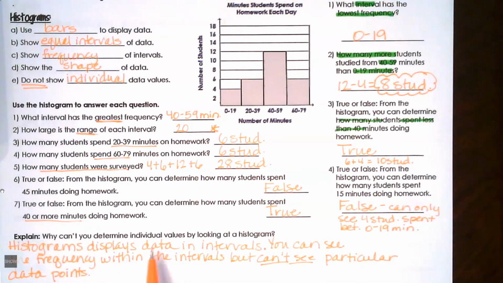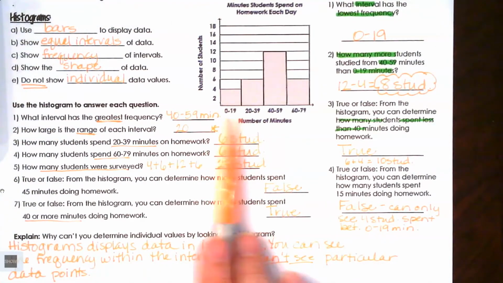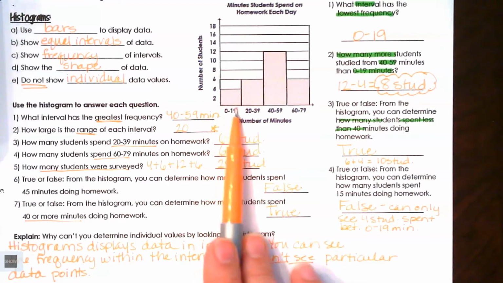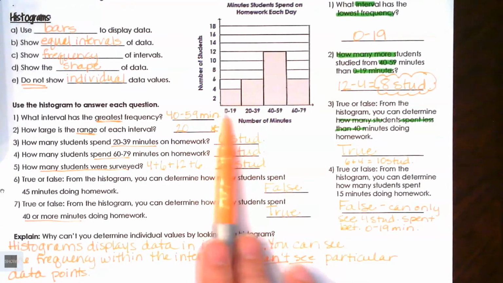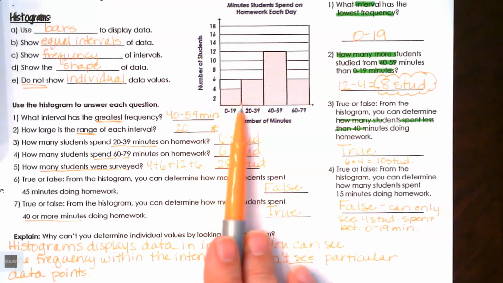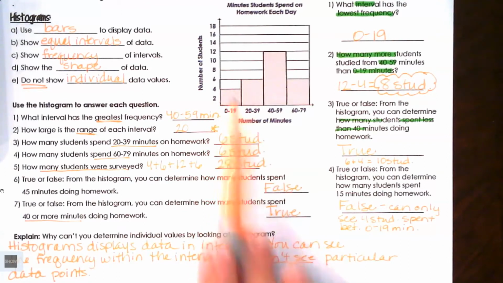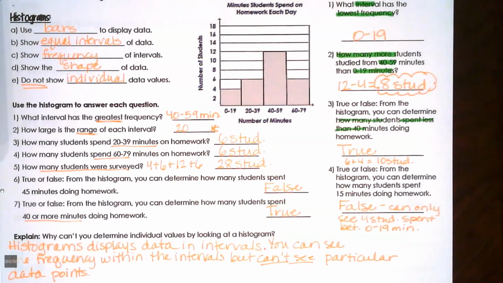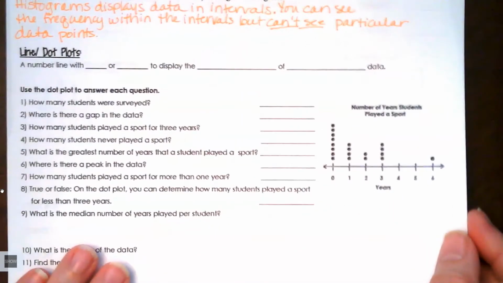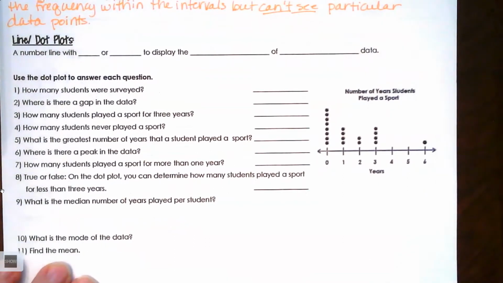can't see individual data points on a histogram, because everything is contained, the frequency is within an interval. We don't know what numbers were in between the 0 to 19 here. We just know that from 0 to 19, 4 would be the answer. We don't know if there were 4 zeros or 4 19s or anything in between. Okay, if you need to, pause it so you can fix your answers. We're going to now talk about some line plots.